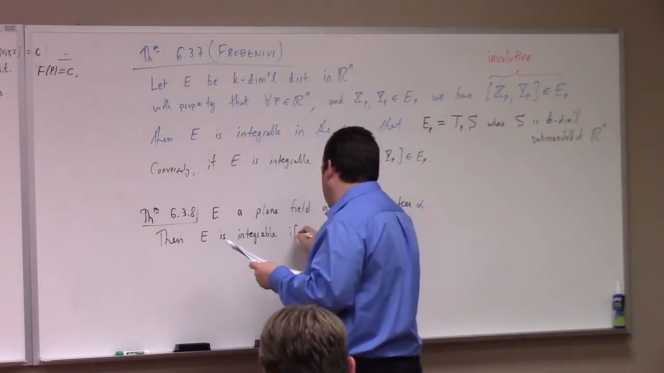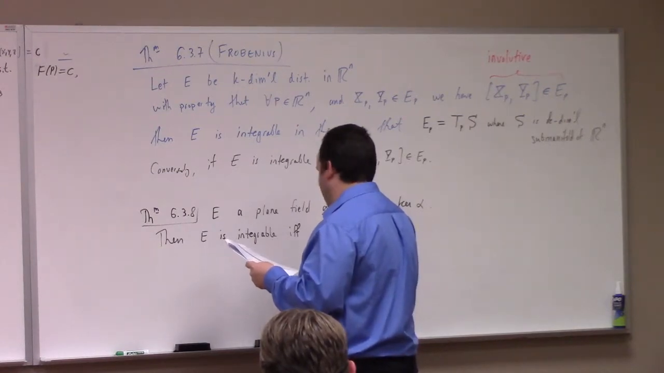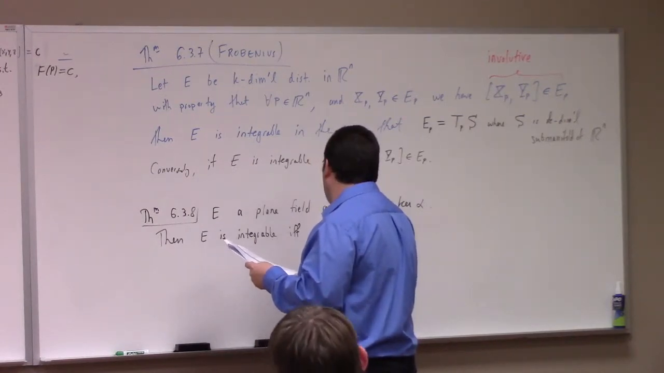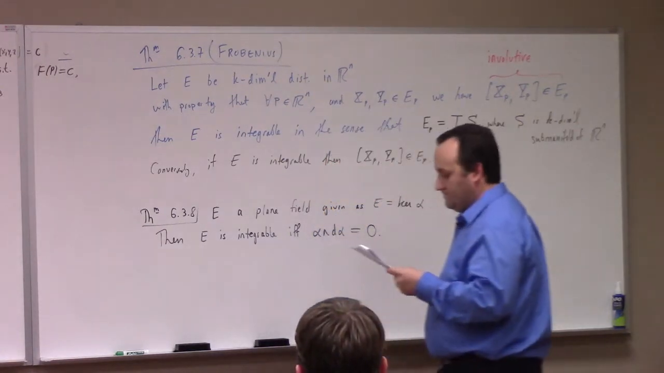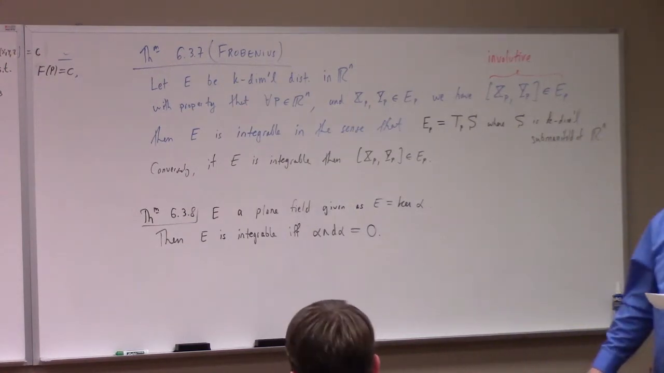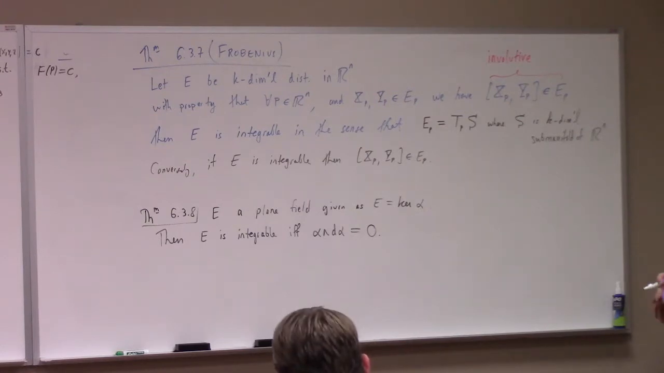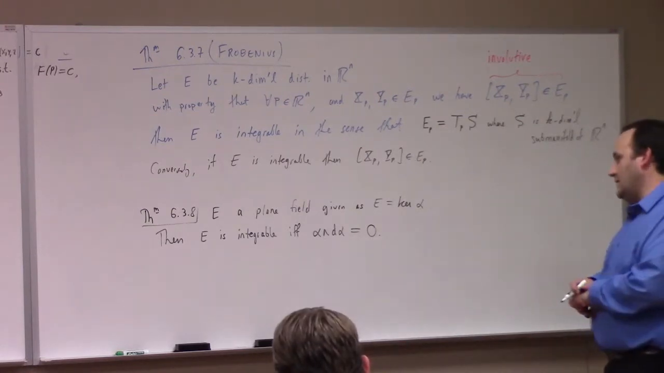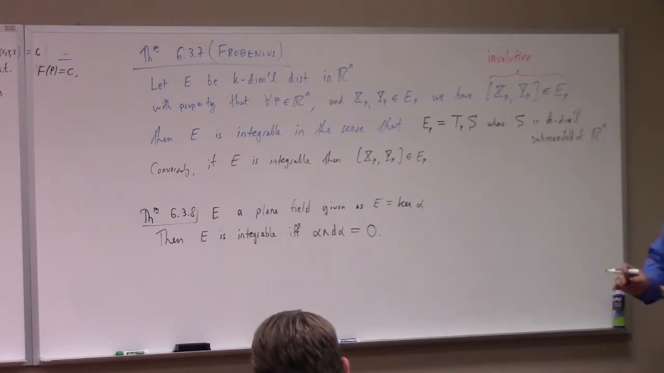Then E is integrable if and only if, I said appropriate dimension, but that was dumb, right? Alpha wedge d alpha is equal to 0. I said it, but we're talking about, I think, this theorem.